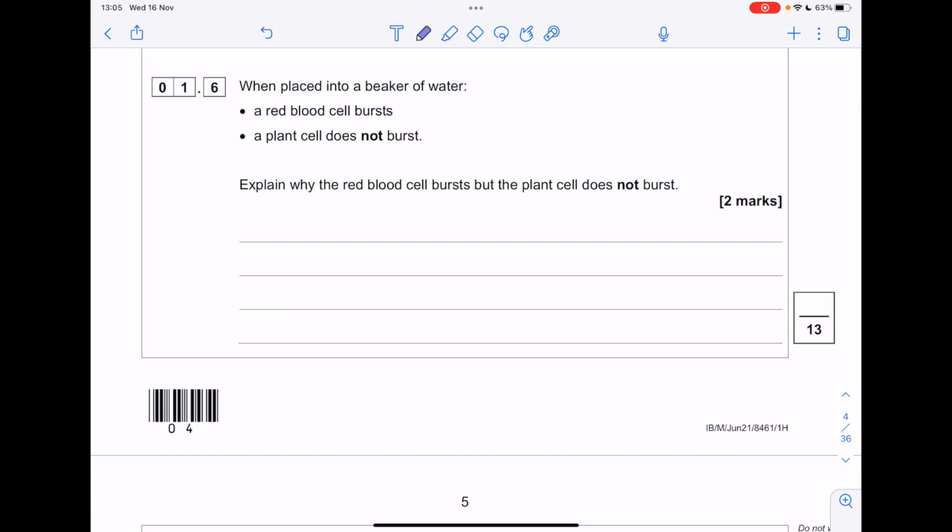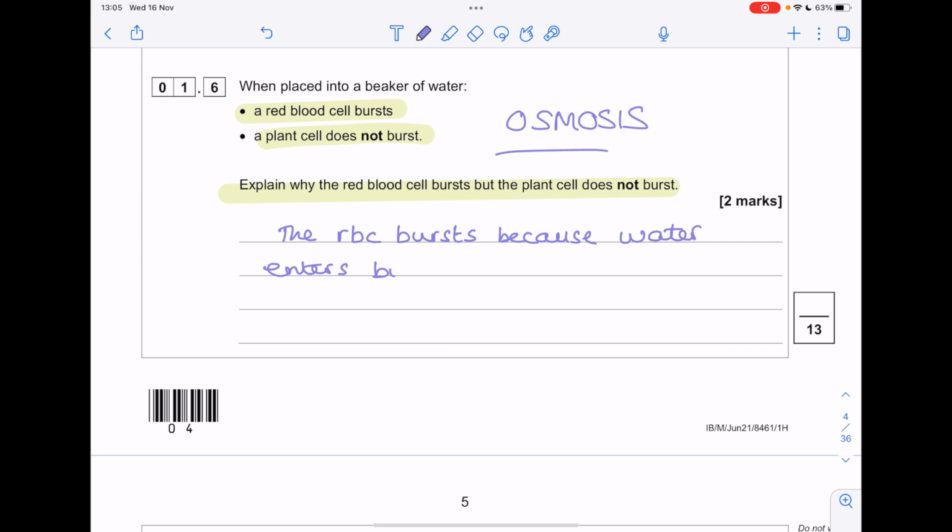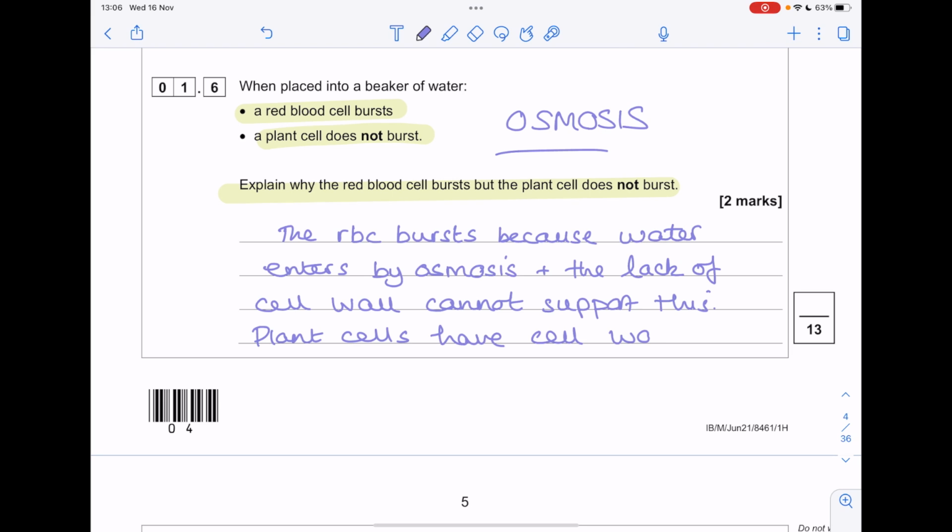When placed into a beaker of water, a red blood cell bursts. A plant cell does not burst. Explain why the red blood cell bursts but the plant cell doesn't. This is about osmosis. It's worth 2 marks. So why does the red blood cell burst? Because if you think about the difference in structure, the red blood cell has no cell wall. The plant cell with a cell wall cannot burst, even when the water enters.